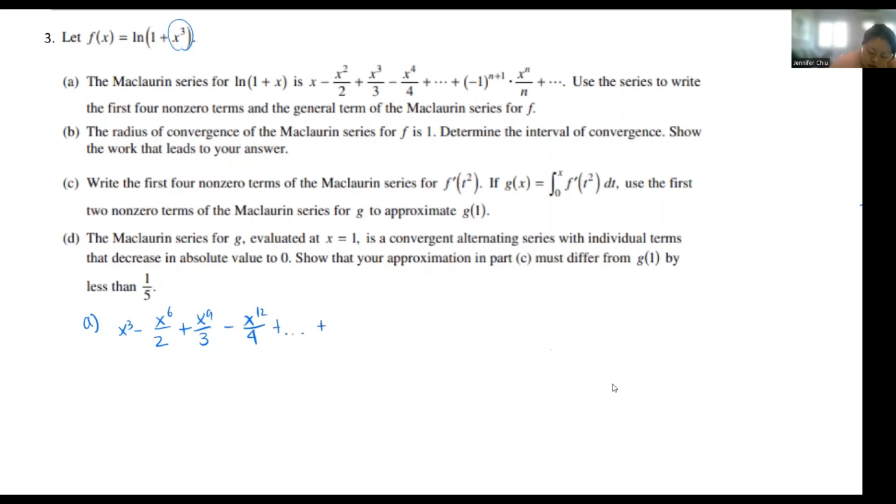So then our general term is going to be x to the 3n, because it's in powers of 3 or multiples of 3, and then over n, right? So that will be our first 4 non-zero terms and the general term.